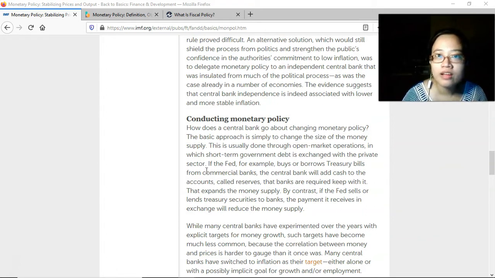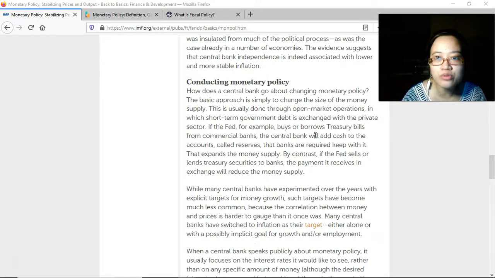In the Fed, for example, the central bank buys or borrows treasury bills from commercial banks and adds cash to the accounts called reserves that banks are required to keep. That expands the money supply.